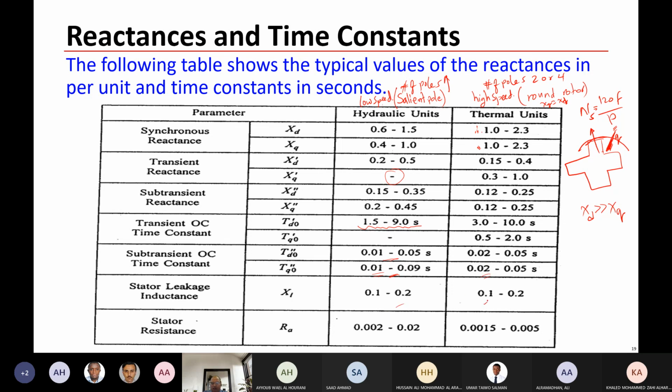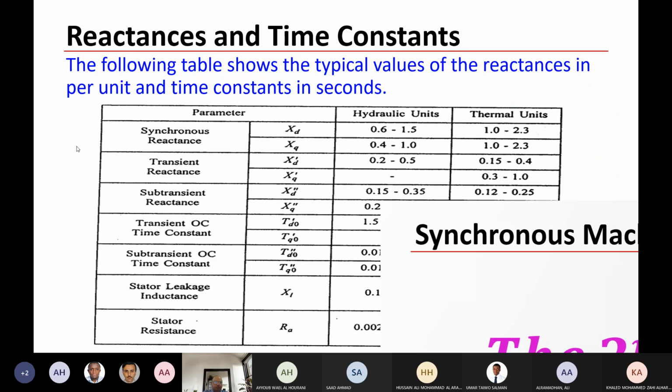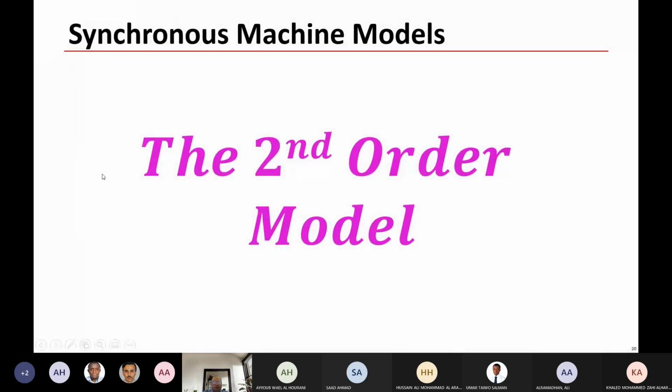This is the leakage reactance, and this is the armature resistance. So these are the typical values for industrial generators. Now let us highlight the different models of the synchronous machine.